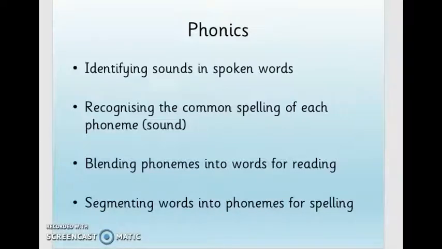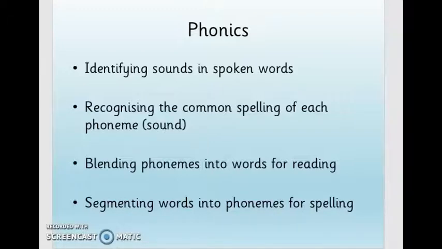In phonics, we identify sounds in spoken words. We don't use letter names. So for example, in the word cat, we would say the sounds k, a, t, rather than c, a, t, because although these are the letter names to help children learn how to spell, this doesn't help them with their phonics in being able to hear and identify the sounds.